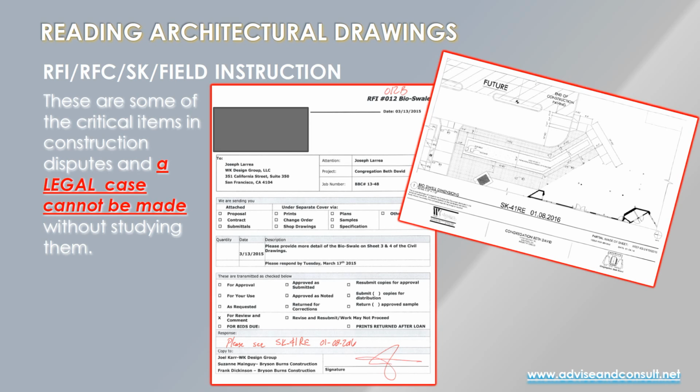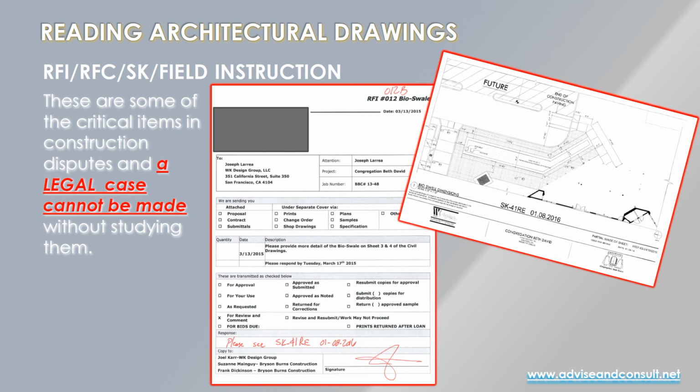So what you see here is an RFI, which is request for information, RFC, request for clarification, SK is a sketch, and field instruction is, if you are out in the field and you give an instruction, it must be recorded in the form of a field instruction, which is a standard form. So here we have RFI number 12 for the bioswale at Congregation Beth David, and you see that my senior project architect responded here, please see SK 41 regarding this, and it was drawn on January 8th of 2016.